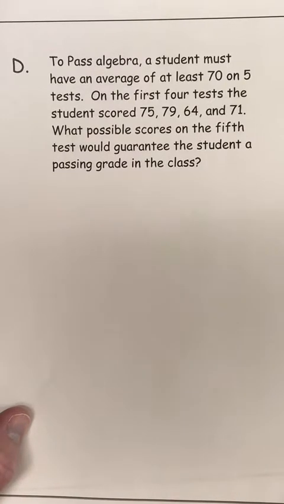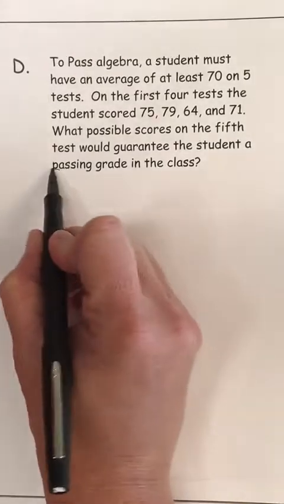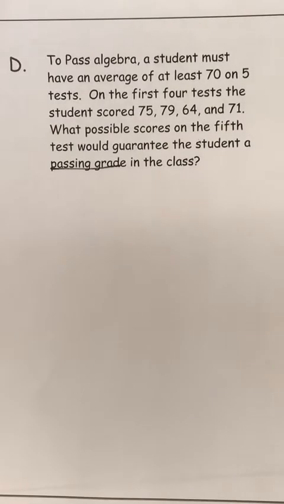To pass algebra, a student must have an average of at least 70 on 5 tests. On the first 4 tests, the student scored a 75, 79, 64, and 71. What possible scores on the 5th test would guarantee that the student would pass the class? Passing grade, which would be a 70 or higher.